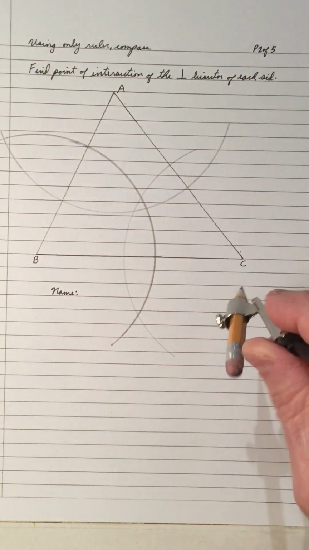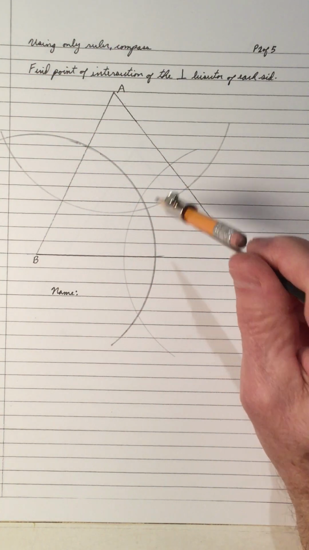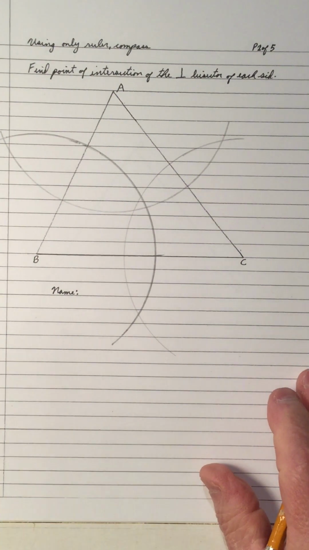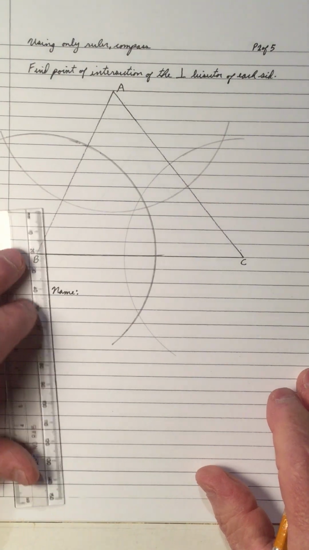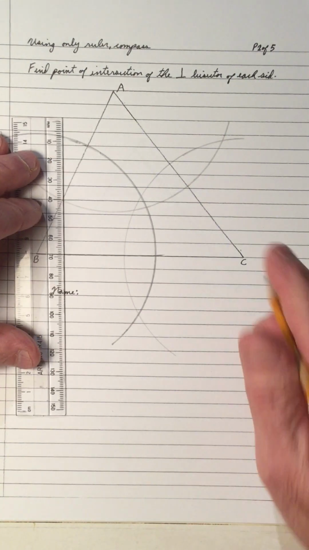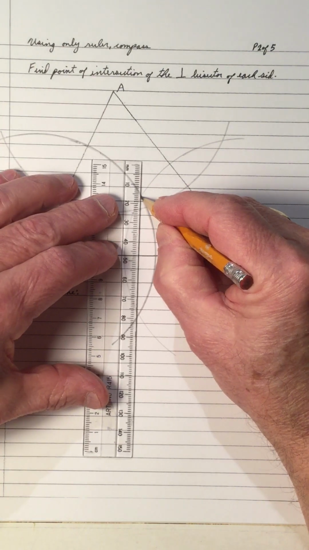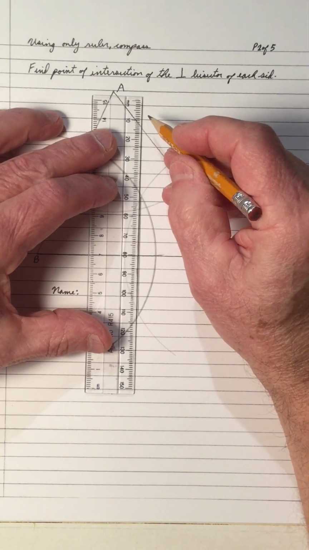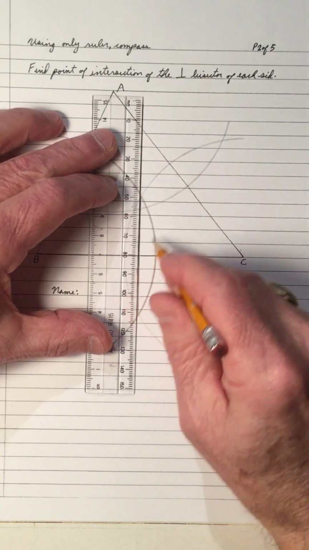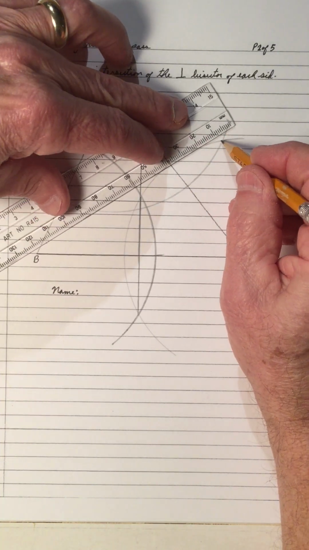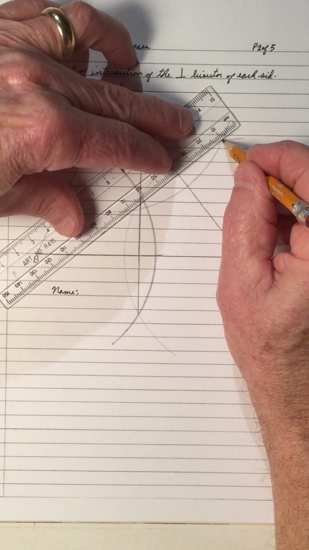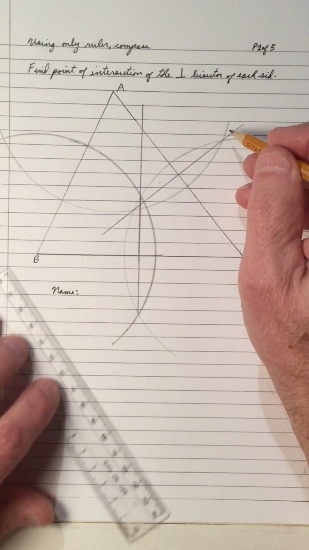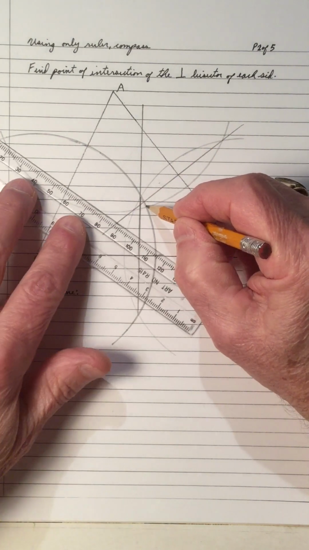I didn't do the one from C far enough, but I construct the perpendicular bisectors by joining these up. The perpendicular bisector of BC is this from here to here, and I'll extend it out because they're going to meet. The perpendicular bisector of AC is through here. And the perpendicular bisector of AB is from here to here.